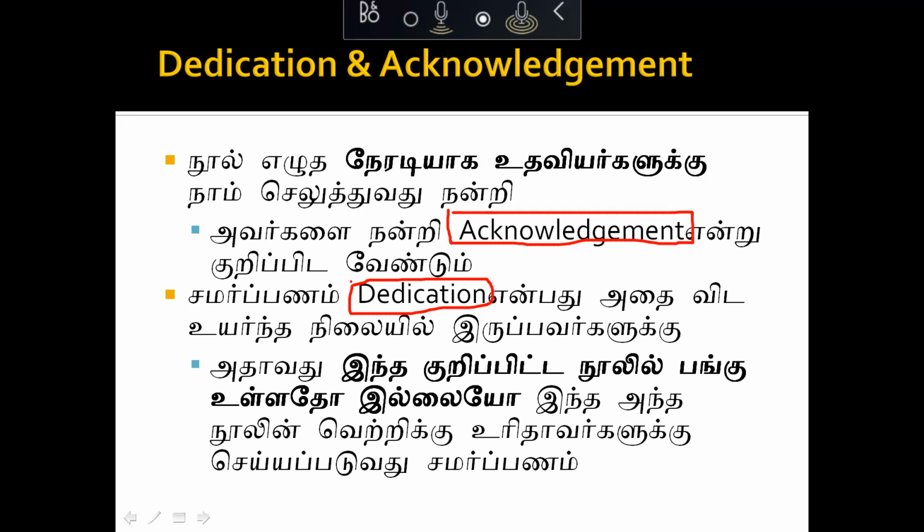He may not have directly played any role in the book, but in some way he is responsible for your book. It can be someone who is responsible for your career or your profession, or someone who is responsible for the topic. For example, suppose you want to write a book on a gramophone or CD player, you can dedicate it to Thomas Alva Edison, who first invented it. So dedication means that person may or may not have any role in the book. Acknowledgement is for persons who are directly involved in the book.